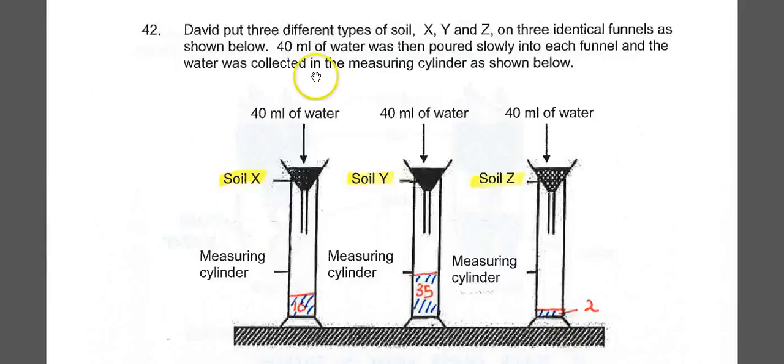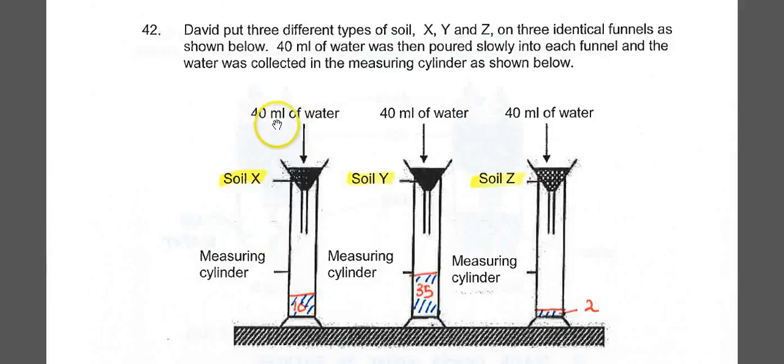Now David put these 3 types of soil, X, Y, and Z, on these 3 identical funnels. These are called funnels. You put over here. The soil will not really drop because it's big enough. It will not fall into the hole easily because it's quite big. The soil is quite thick and big. But these soils are different. Okay, different type of soil.